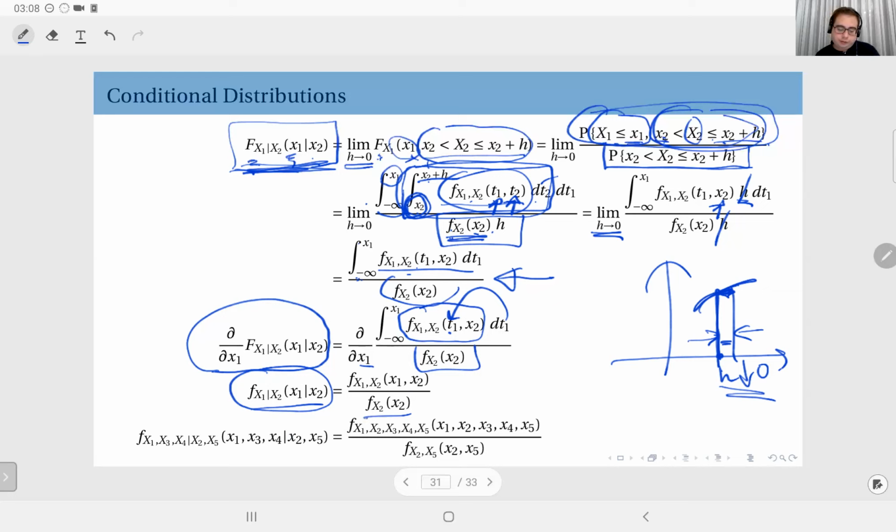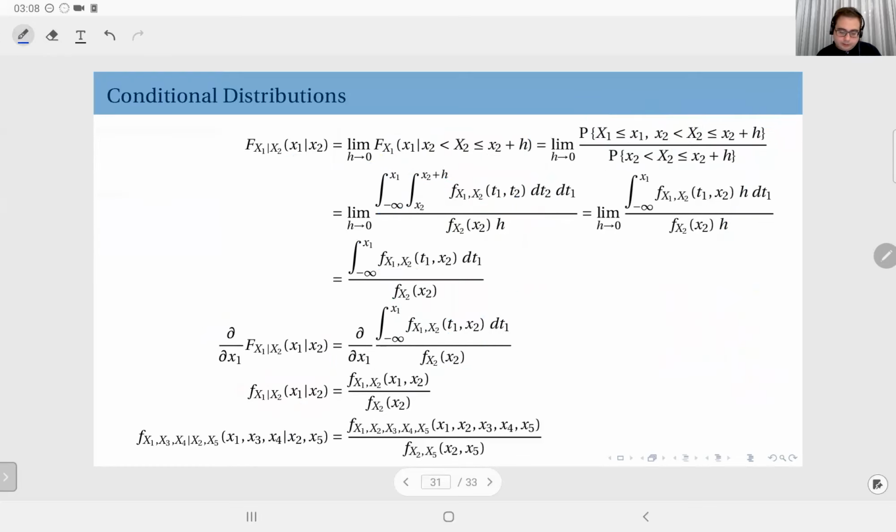Okay, so this is the general form. Let me just erase the page so you can see it better. This is the general case for two components, a two-dimensional random vector. For the conditional PDF of x1 given x2, you get the joint PDF divided by the marginal PDF of the condition.